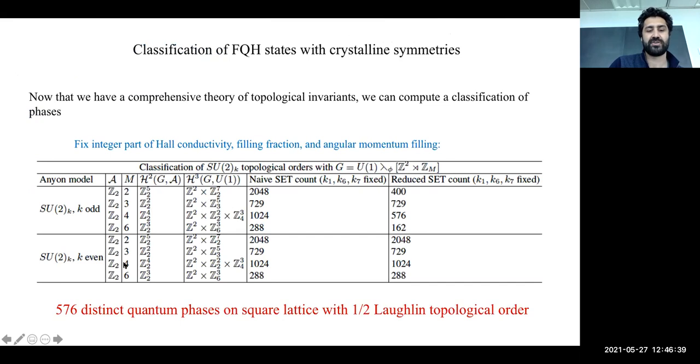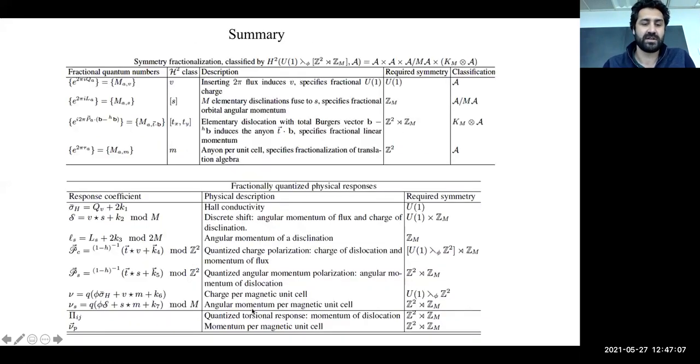Yeah, so then you can use this theory to explicitly count how many different fractional quantum Hall states you would have on, say, a square lattice when you fix your topological order. So there are 576 distinct phases on the square lattice with just 1/2 Laughlin topological order, assuming you fix the integer part of the Hall conductivity, filling fraction, angular momentum. So using all these invariants that we found, you can completely pin down which of these phases you have. So I'll just end with the summary of the fractional quantum numbers and fractional quantized responses in this table up here. Thank you.